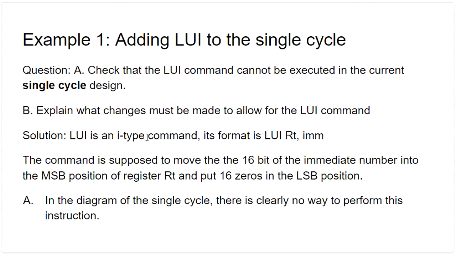LUI is an I-type command. Its format is, so we just saw that. It's I-type. And notice he writes RT, not RS, because RS is the first one. It's the second one, and that's what gets the value. The command is supposed to move the 16 bits of the immediate number into the most significant bit positions of register RT, and put zeros in the least significant bit positions. Okay, so we understood that. That's what I explained already.